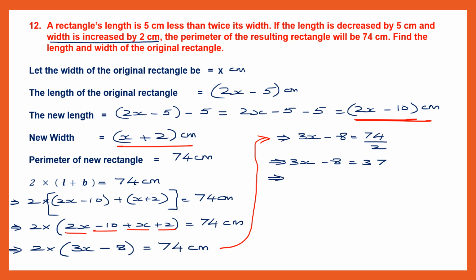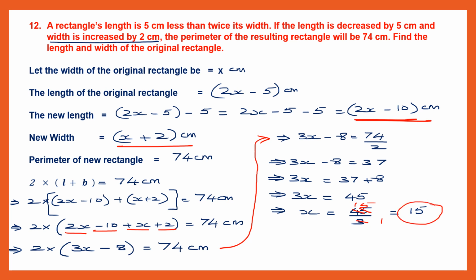Now let's find the value of 3x. 3x is equal to 37 plus 8. So 3x is equal to 45. Now let's find the value of x. x is equal to 45 by 3. We can cancel. 3 ones are 3. Here also 3 ones are 3. 3 fives are 15. So x is equal to 15. So we have found the value of x.